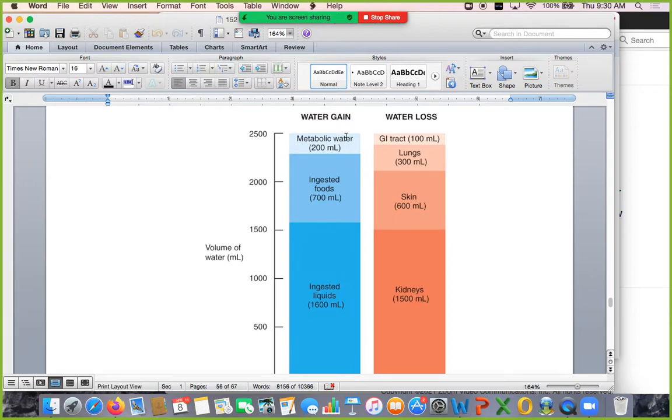The next image is talking about water gain and water loss. So where do we get our water from? We get it from the process of metabolism, right, or dehydration synthesis. We get it from the food that we ingest and the liquids that we ingest.